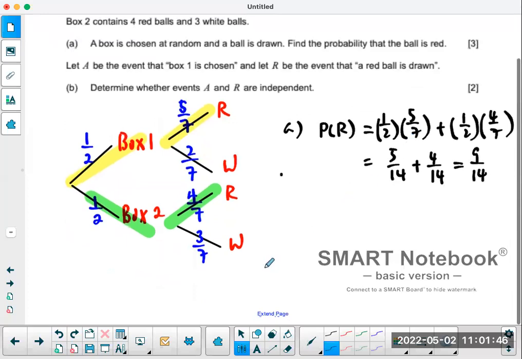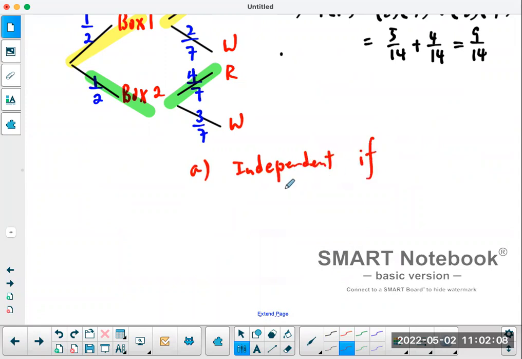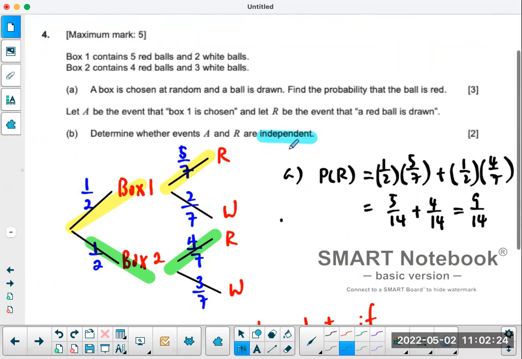Part B of the question is on the definition of independence. What is independent? How do I know if 2 things are independent? If you look at the data booklet, it says that 2 events are independent only if the probability of A and B equals the probability of A multiplied by the probability of B. So they want to know if box 1 and red are independent or not.